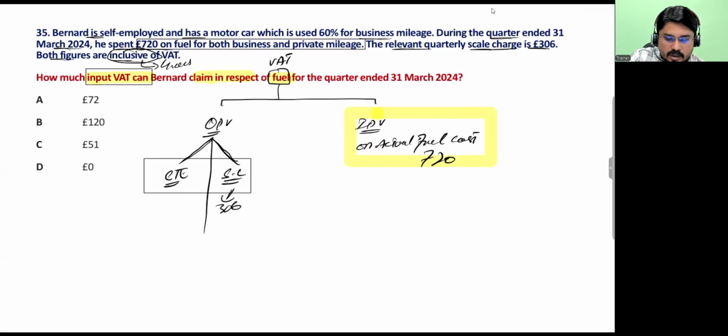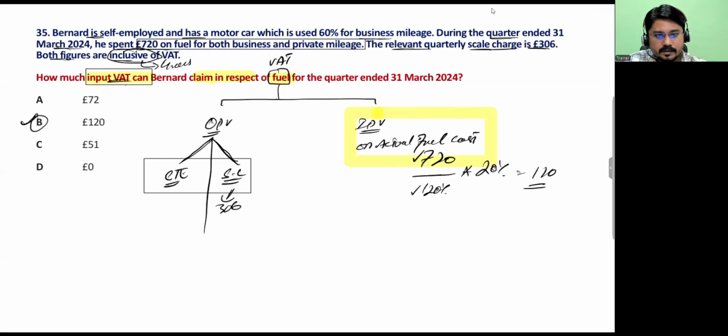the question. So if 720 is an inclusive amount, it is to be divided by its percentage. For VAT purposes, the net amount is always 100%, the VAT rate is 20%, so the gross amount will be 120%. So the amount given is divided by its percentage, multiplied by the required amount percentage, and we require the VAT, and the VAT percentage is 20%. So 120 is the relevant amount, B is the correct answer. So this is how you have to check from which area, from which concept the question is tested. Okay, moving forward.